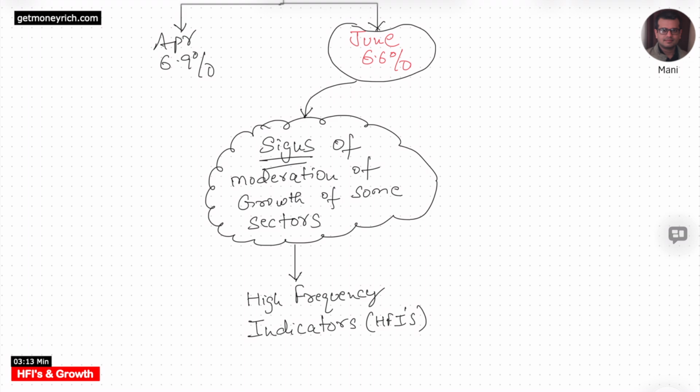The first is the e-waybill generator. The second is the UPI transactions that are happening in the economy. The third is the monthly auto sales in the market. The fourth is the daily electricity consumption, at industry level or at household level. And the fifth is the purchase managers index. This is basically RBI's way of looking at corporate transactions.